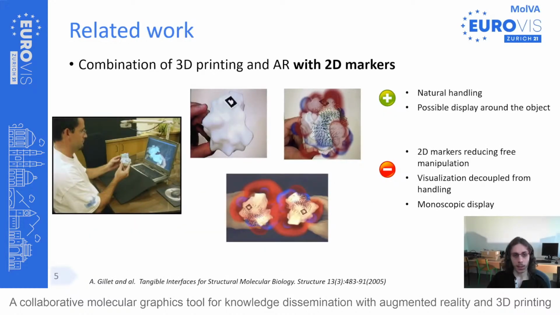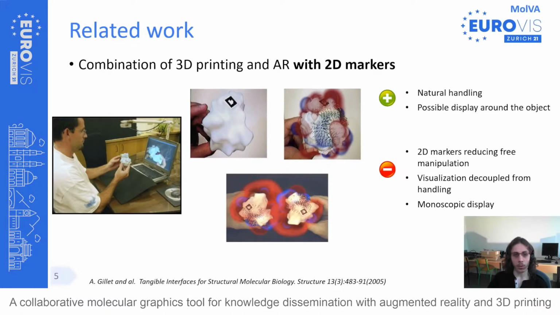This idea has been studied before. For example, Olson's team in 2005 created a prototype to augment a 3D printed molecule, as illustrated here. This paper has highlighted the potential of the information to be augmented, especially around the object. But this prototype has several drawbacks.